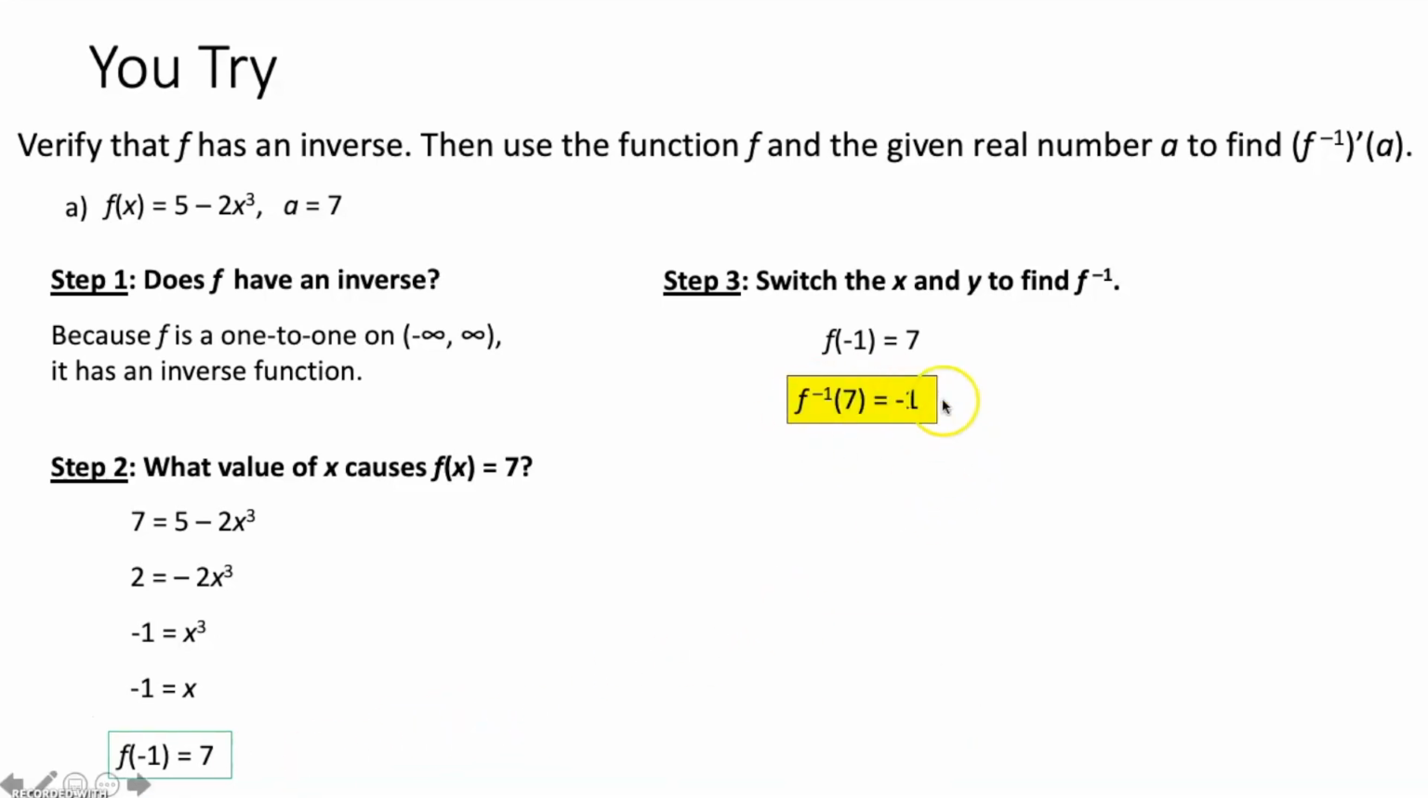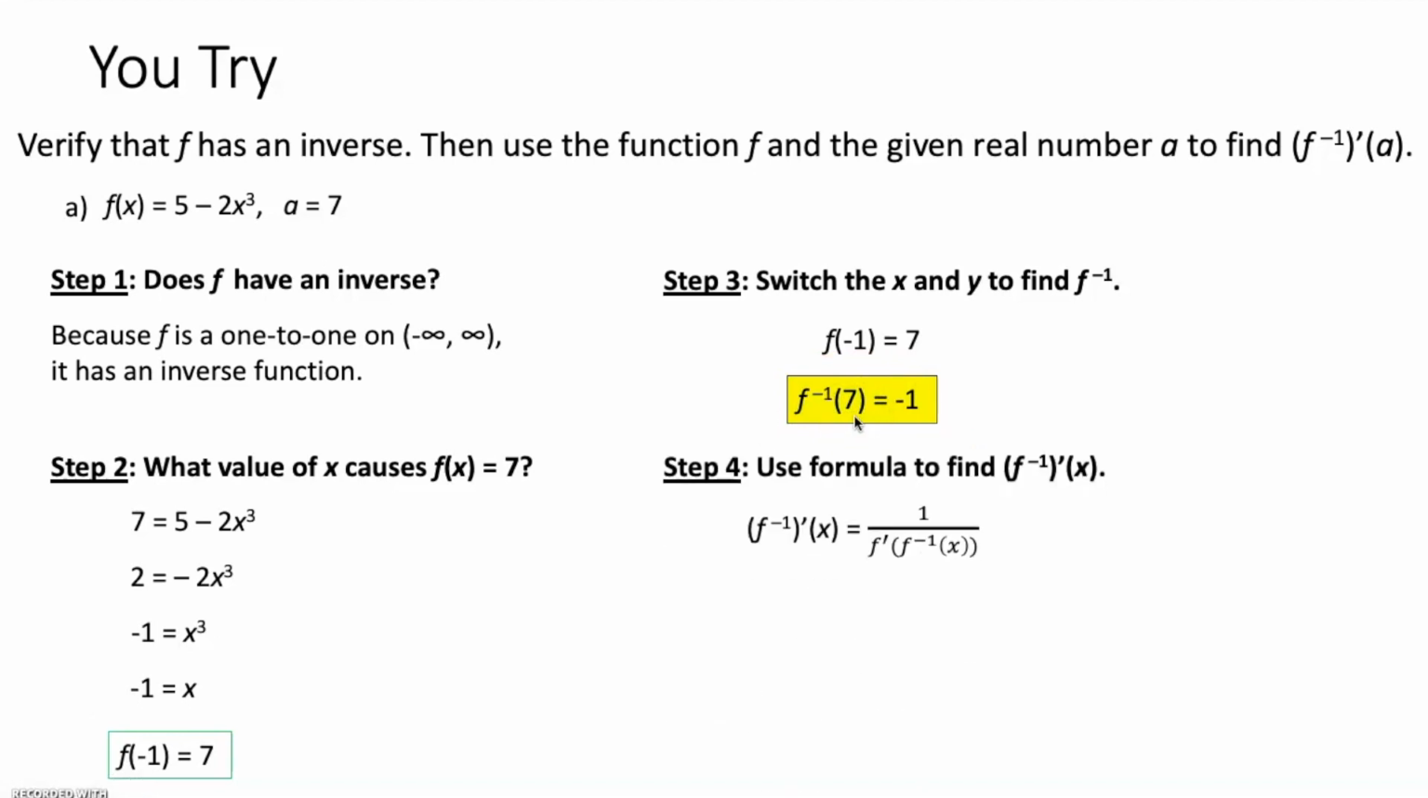And again, why does that matter? Because in step 4, I'm using the derivative of the inverse formula, and I'm finding f inverse prime of x, or in this case, f inverse prime of a, which is 7. So I'm going to plug in 7 here and here. Now, what is f inverse of 7? We just figured out it's -1. So I'm going to plug in -1 for f inverse of 7. I can then simplify this by just finding the derivative of my original function and plugging in -1 for x.